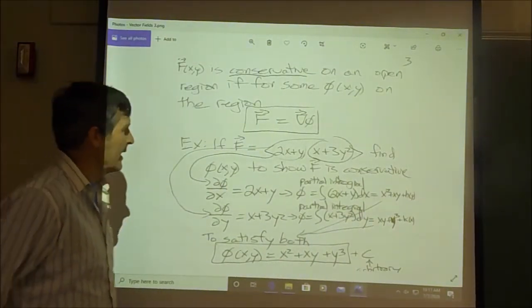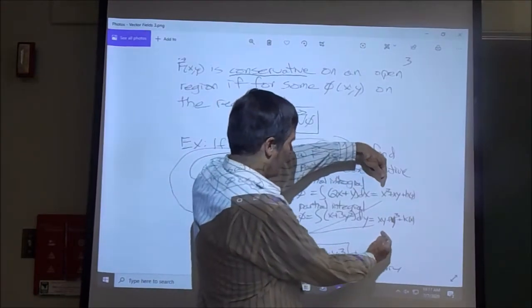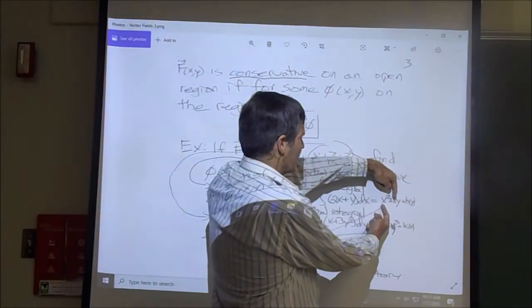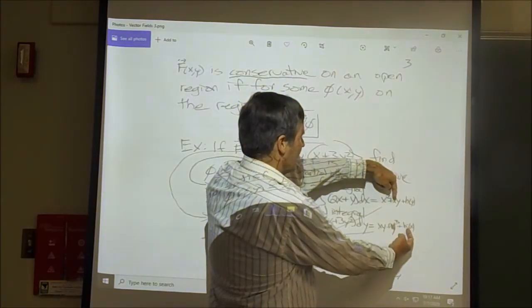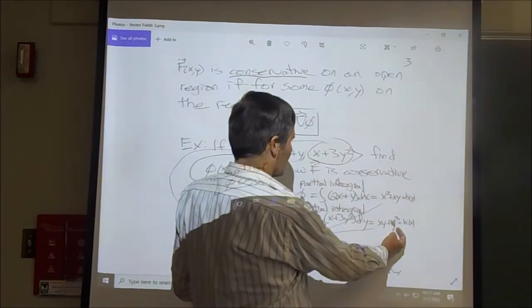Now we know that phi has to be equal to this and has to be equal to this. Some of these terms match up. There's an xy in both of them. But this has an x squared. Well, that must be part of k of x. This has a y cubed.